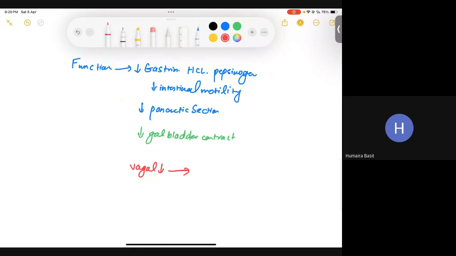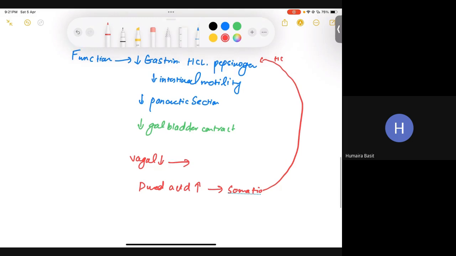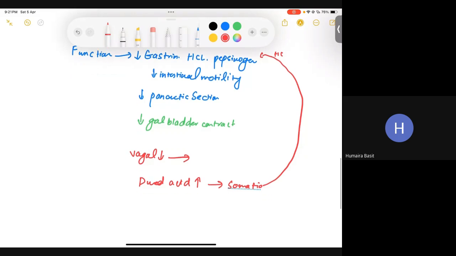Is that clear? So whenever the acid content within the duodenum is increased, it's basically a stimulus for the release of somatostatin as well. And the idea is really simple. Why? Because the somatostatin in turn would try to inhibit the HCl, and it would just tell your parietal cell to switch off. It will switch off your gastrin activity, and in that way it would try to neutralize the acidic content which is coming into your duodenum. Is that clear? Yes.